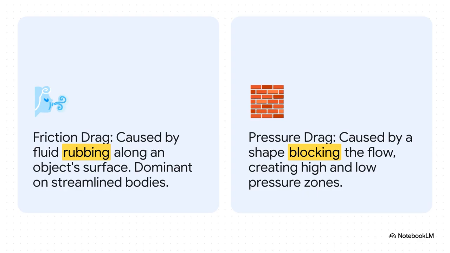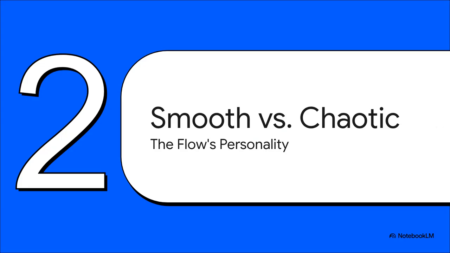If you imagine a super thin plate held perfectly parallel to the wind, almost all the drag it feels is just that friction. Now, on the other hand, you have pressure drag. This one's all about the object's shape. It's caused by the fluid basically crashing into the front of the object, which creates high pressure, and then leaving a big, empty, low-pressure space behind it. So if you take that same flat plate and turn it to face the wind, bam, almost all the drag is now pressure drag.